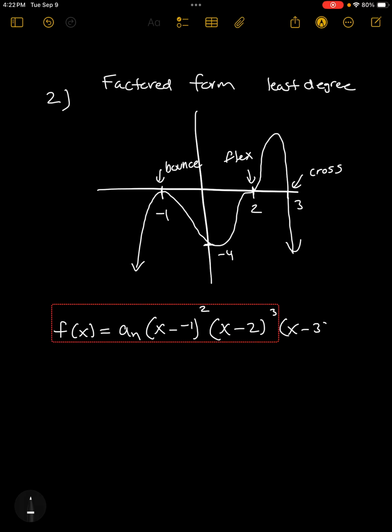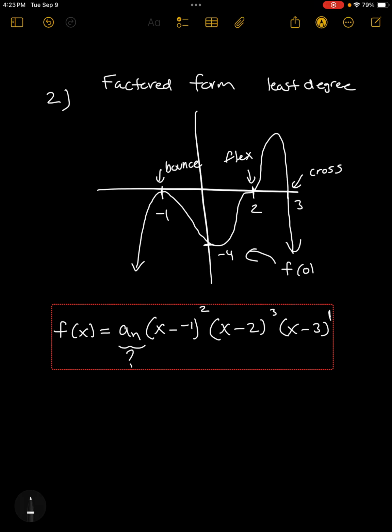So there's a good start, right? It's already in factored form, right? But to finish off this problem, right, I need to solve for a sub n. In other words, what is this? And the one piece of information that you have to observe from the graph is that f of 0, right, the y-intercept is -4. It doesn't have to be the y-intercept. Just look for an exact point on the graph. And so whenever you have a point on the graph, right, you can always plug it back in into your equation and then solve, okay?